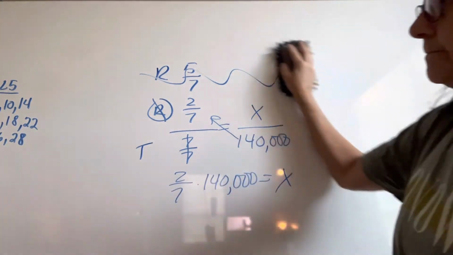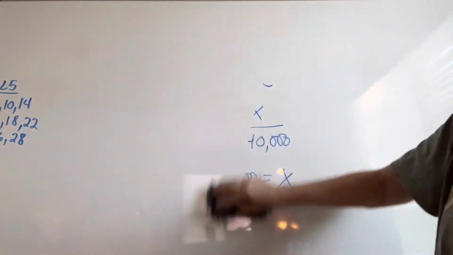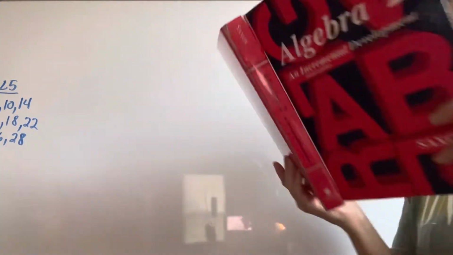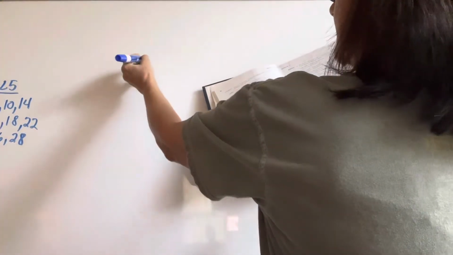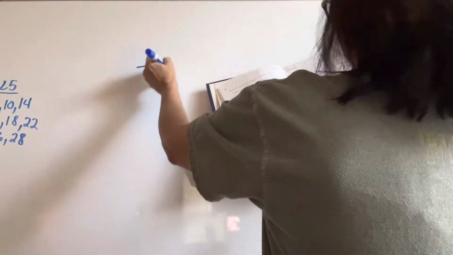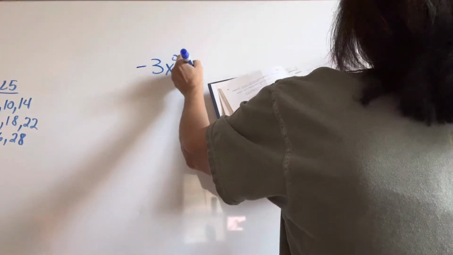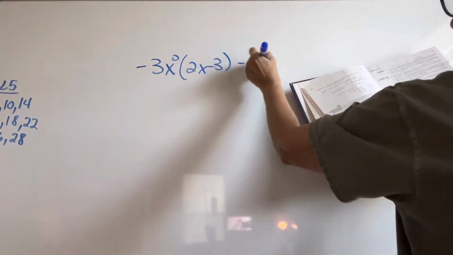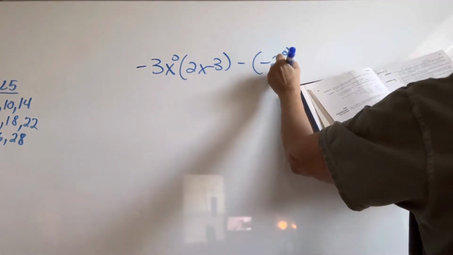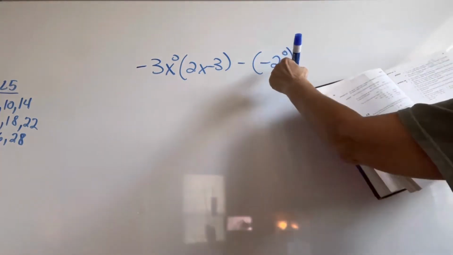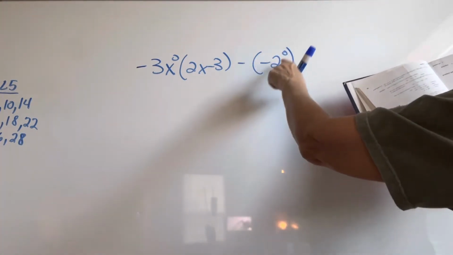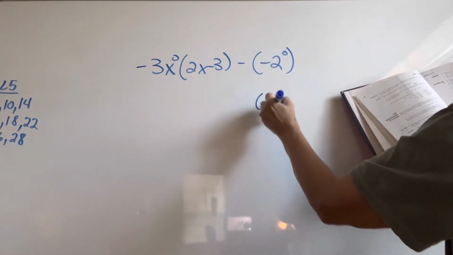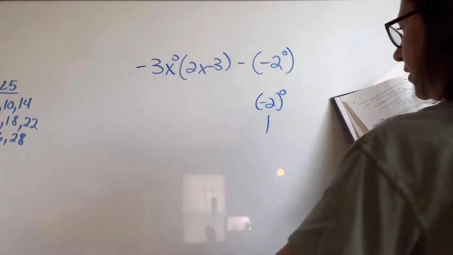All right, number 10. Negative 3x to the 0 power times 2x minus 3, minus negative 2 to the 0 power. Notice the 0 is inside the parentheses, so that reads the opposite of 2 to the 0. So this is going to be negative 1. If it were negative 2 to the 0, that would be positive 1.